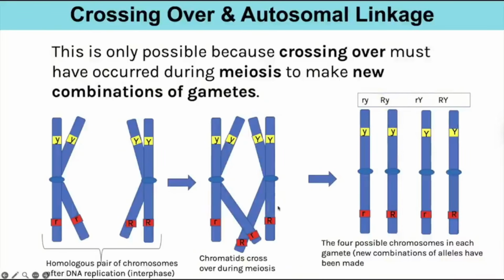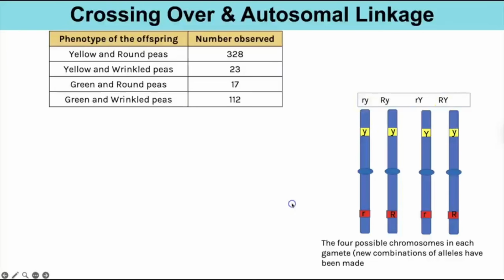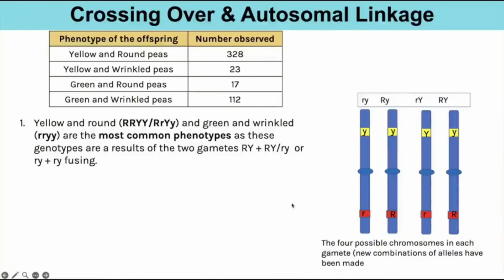But crossing over is rare. So that means you won't get very many of these 2 gametes, and you'll get lots of this gamete, lots of this gamete. And that then leads into our answer. So explaining these results. Yellow and round, the top one, these are the 2 genotypes that you could get from the non-crossing over possible gametes. And you could also get the green and wrinkled from 2 lots of the lowercase r, lowercase y joining together. In fact, that's actually written here as well.